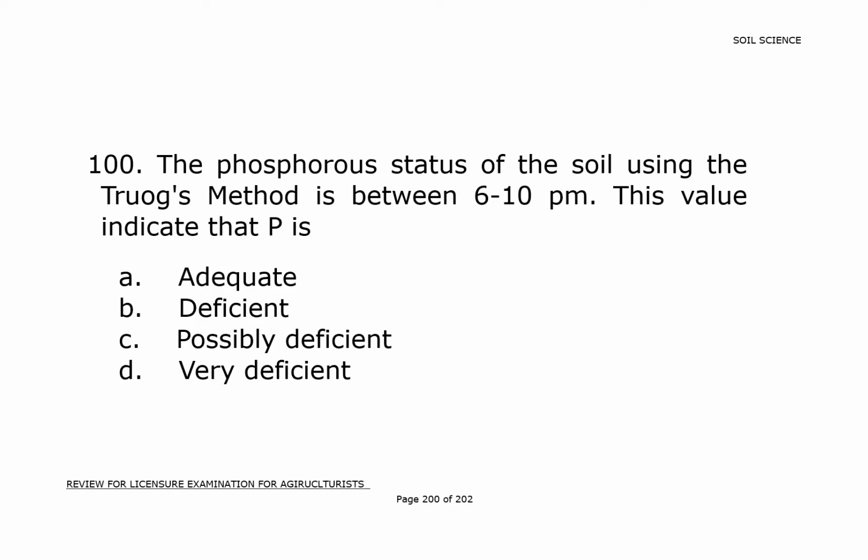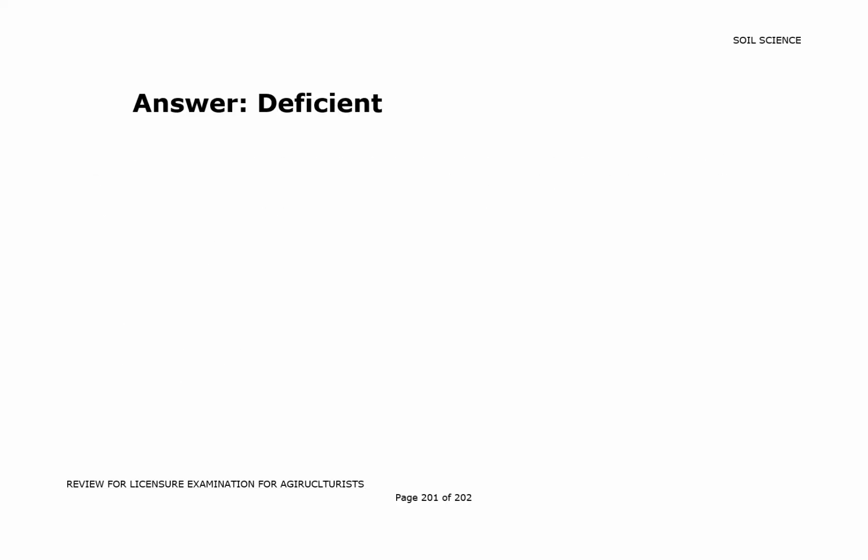Number 100. The phosphorus status of the soil using the Truog method is between 6 to 10 ppm. This value indicates that P is A. Adequate, B. Deficient, C. Possibly deficient, or D. Very deficient. The answer is deficient.